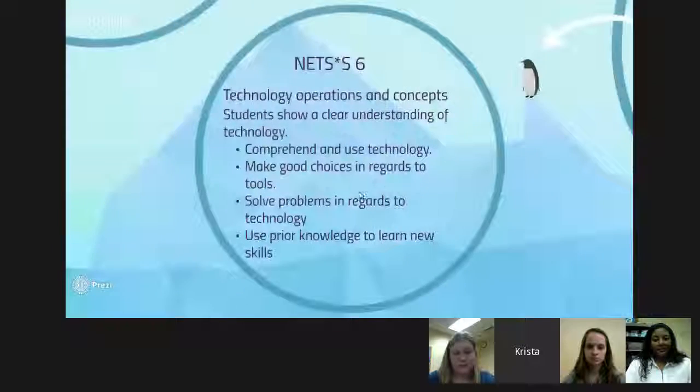I also had student standard number 6, which is technology operations and concepts. Students show a clear understanding of technology. This is through they need to comprehend and use technology, make good choices in regards to tools that they use, solve problems in regards to that technology, and use prior knowledge to learn new skills.